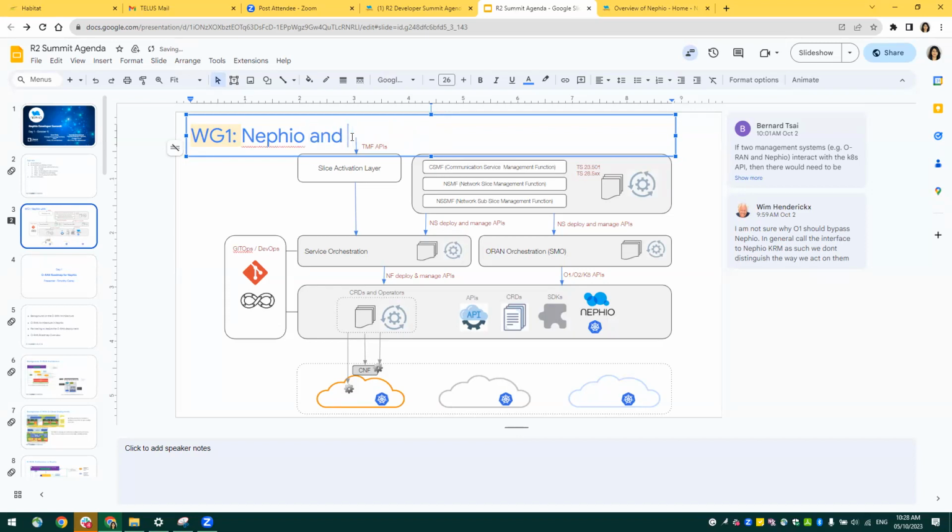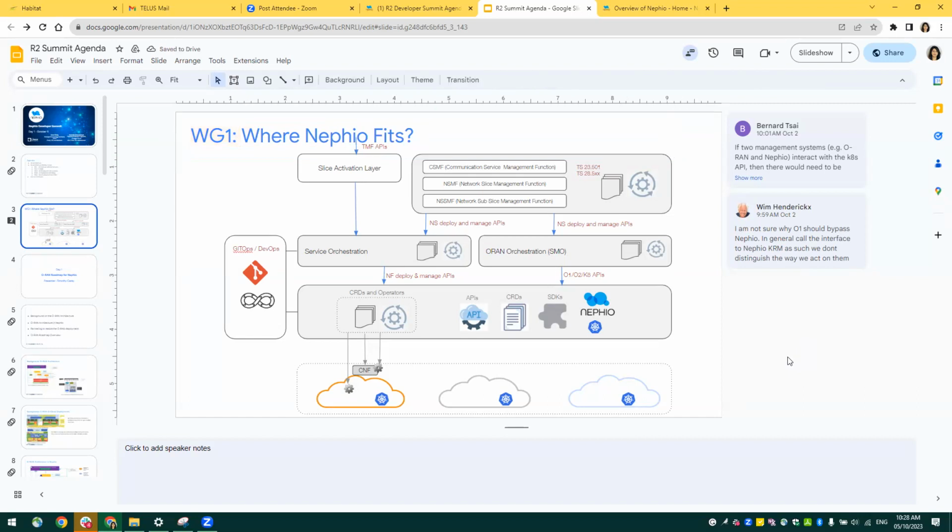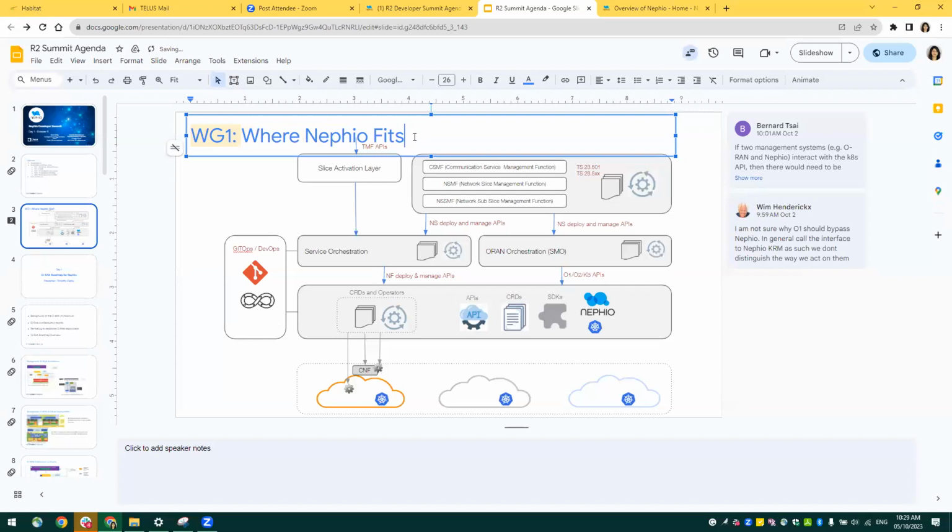Any other suggestions from people here? How to make it more... where Nephew fits in? I would say where Nephew fits. Basically, I would say it like that. Yeah, exactly, that's perfect. And yeah, you know, the controversy. Not with a question mark. I think just remove the question mark. I think where Nephew fits. Yeah.